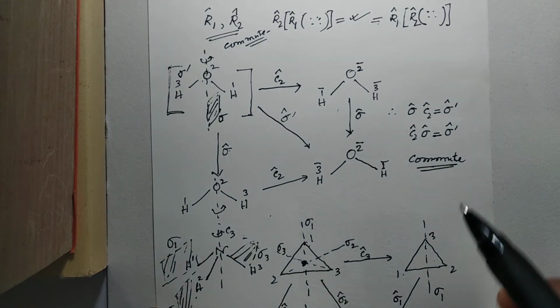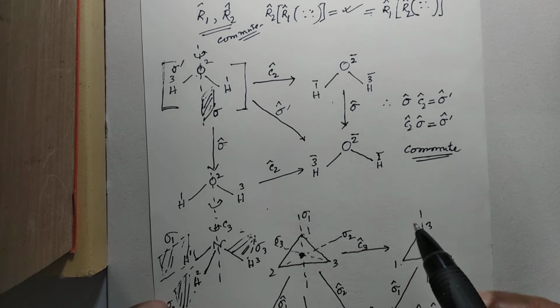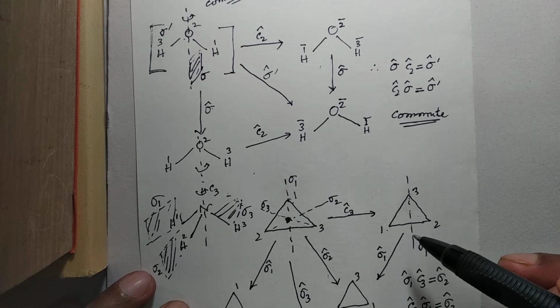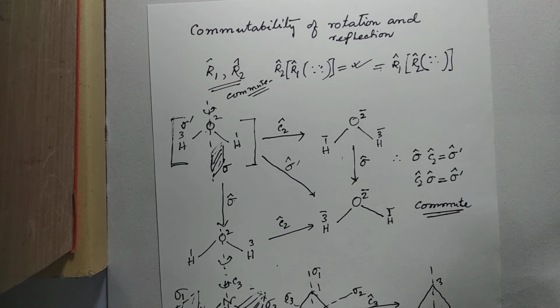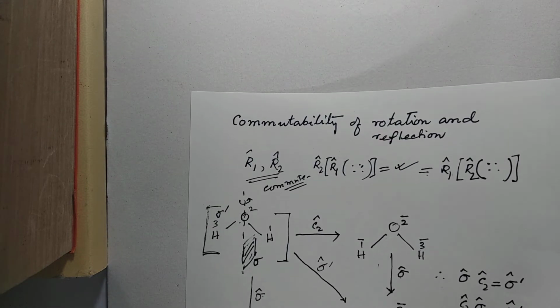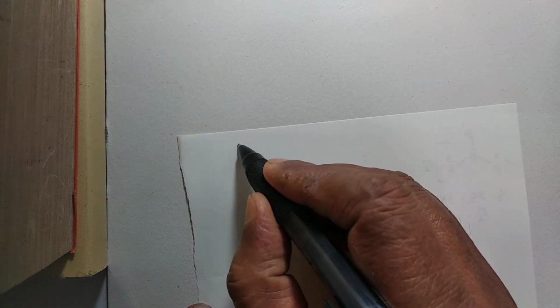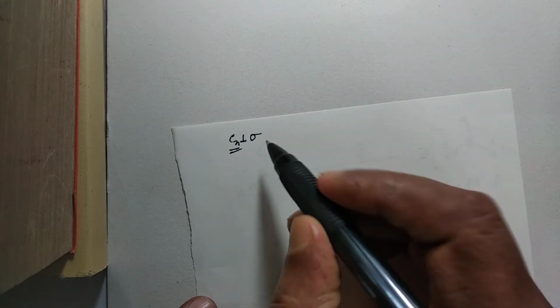So when a reflection plane contains an axis of rotation, the rotation and reflection operations may or may not commute. In some cases they commute, in some other cases they do not. We shall now examine what happens if the reflection plane sigma is perpendicular to the rotation axis Cn. What happens then?